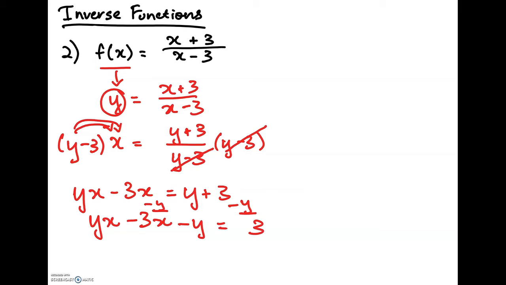That way, you get rid of the y on this side and you're just subtracting it. Technically, you're just kind of moving it into this side. So this is our final equation right here. We have yx minus 3x minus y is equal to 3.